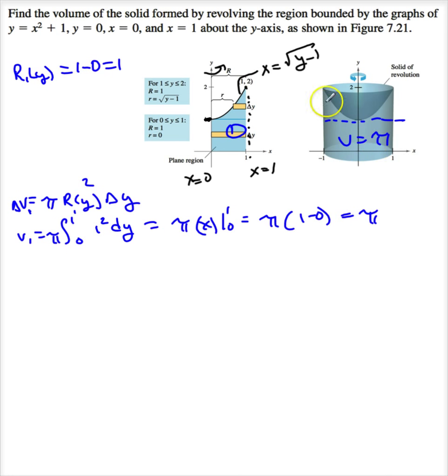Now, the second part, add on, and you'll get to where you do this in one step. The V2 is pi R2 of y squared times delta y. Now, what is R2 of y? Always right minus left. So this is going to be 1 minus the square root of y minus 1.